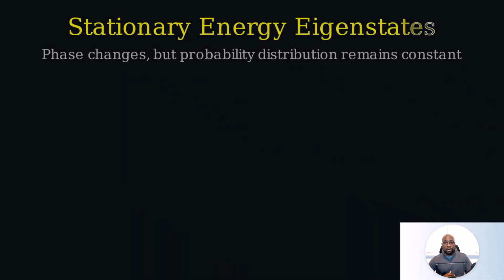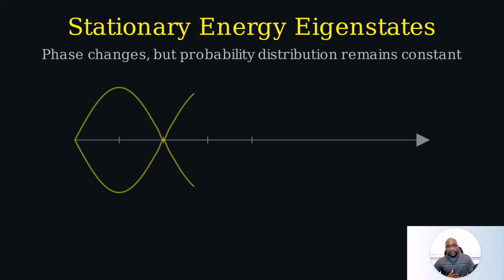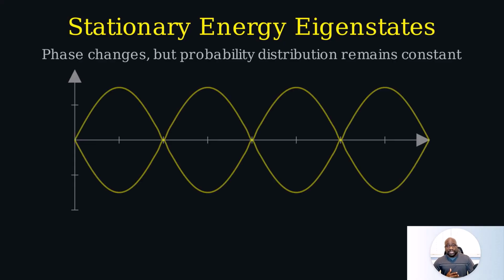Let's talk about a special type of quantum state called the stationary energy eigenstate. When a quantum system is in a stationary energy eigenstate, something remarkable happens. While the quantum state itself evolves in time, acquiring a phase factor, the probability distribution remains constant. Picture a guitar string vibrating at its fundamental frequency. The pattern doesn't move along the string. It oscillates in place. Stationary eigenstates are similar. Stationary patterns in a quantum probability.